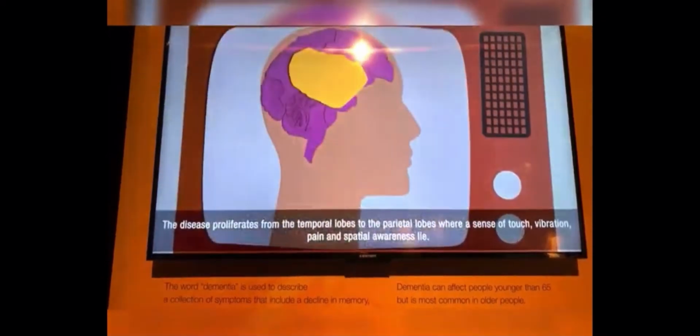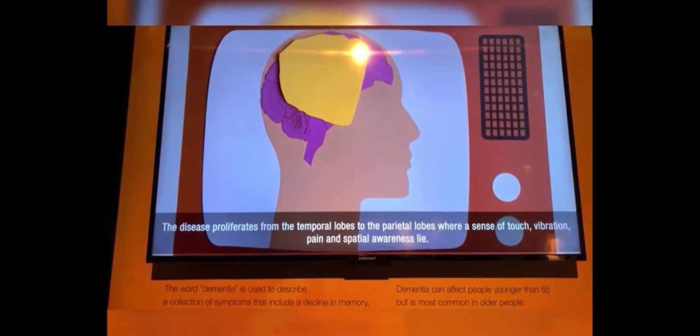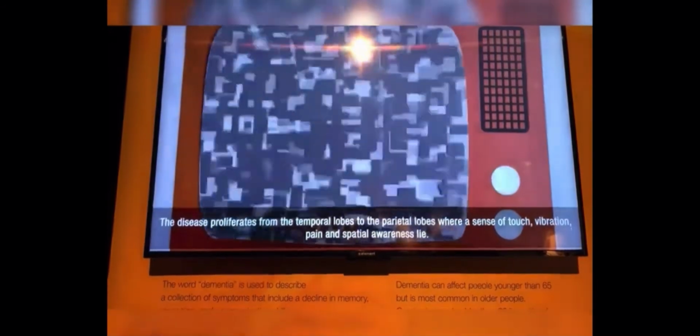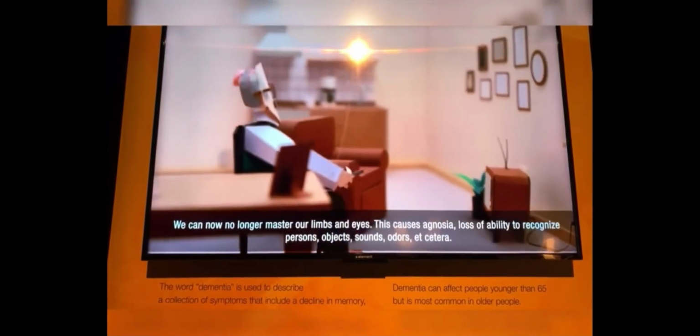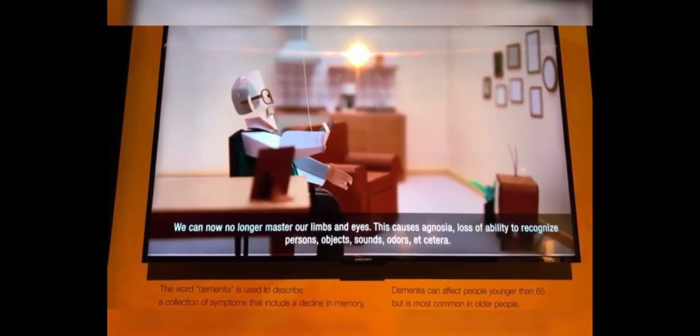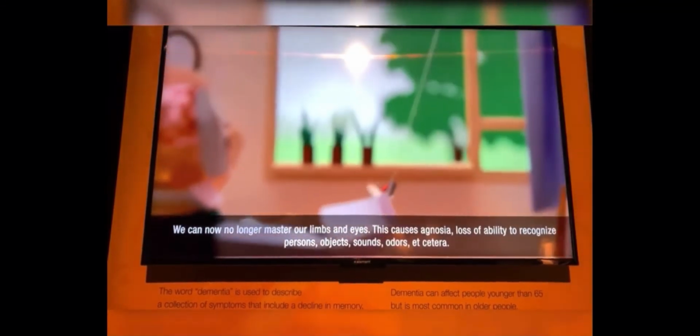The disease proliferates from the temporal lobes to the parietal lobes, where our sense of touch, vibration, pain, and spatial awareness lie. We can now no longer master our limbs and eyes. This causes agnosia, loss of ability to recognize persons, objects, sounds, odors, etc.